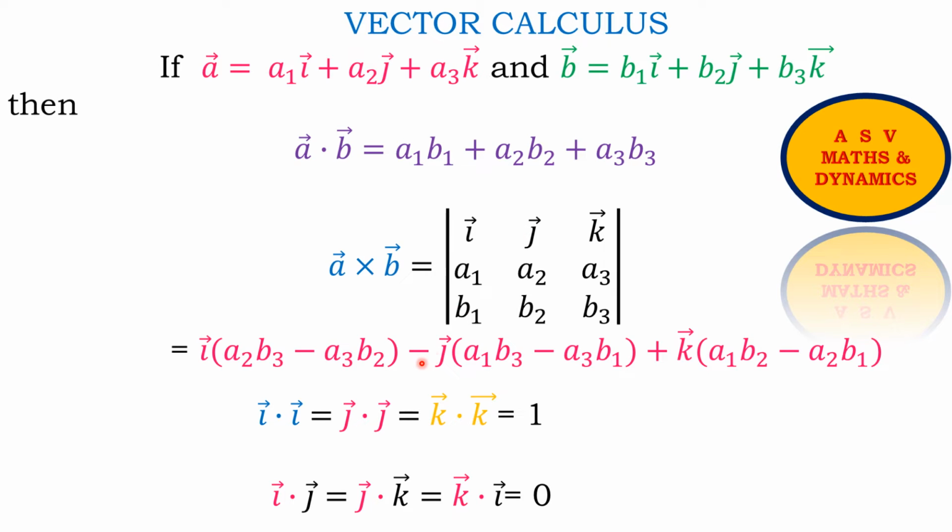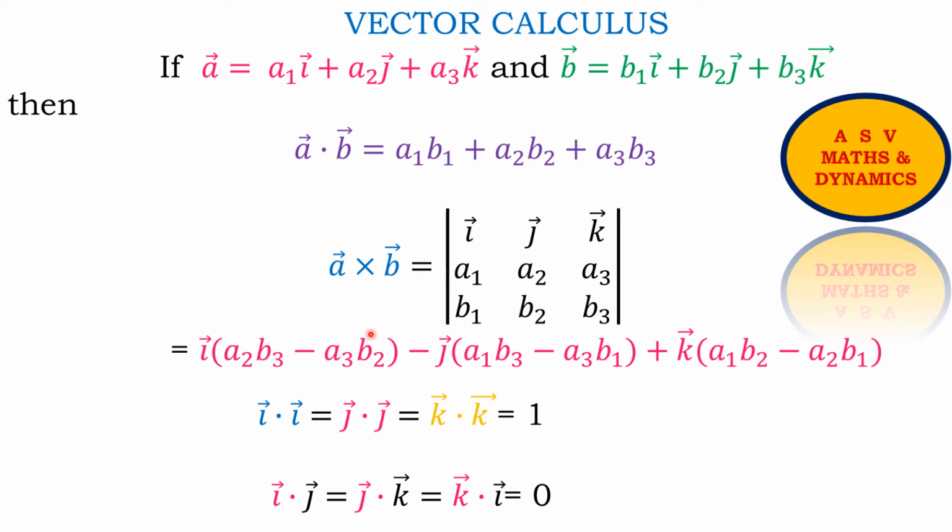Minus j vector: you cross out the j row and column. What is the remaining value? This is the remaining value. So you multiply a1 b3, then minus a3 b1. Plus k: you cross out the k row and column, and with the remaining four values, the first corner is a1 b2, then minus a2 b1. This is the second corner. This is the value of the A cross B vector.